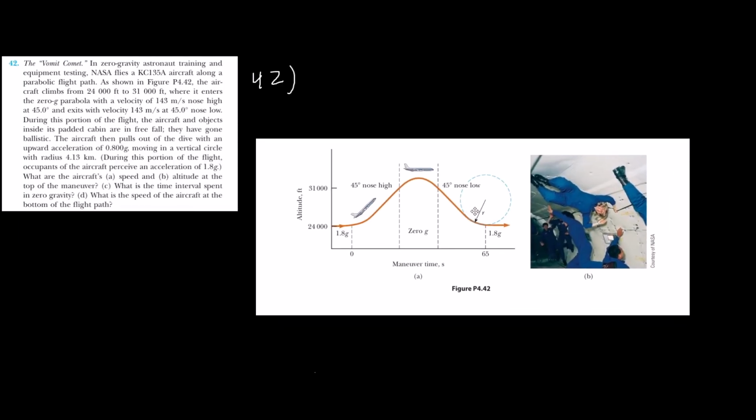All right, guys, we are going to do number 42. The Vomit Comet in zero gravity astronaut training. This is the image right here. And equipment testing. NASA flies a KC-135A aircraft along a parabolic flight path as shown in this figure. So this is going to be the figure.